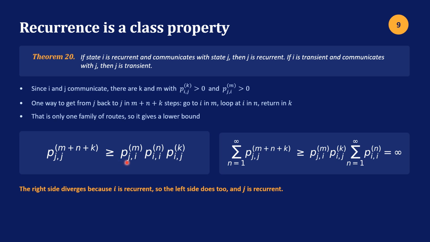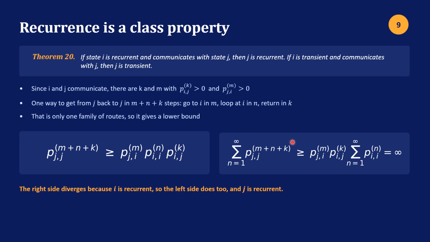This is saying going from J to I in M steps, you loop at I N times, and then go from I to J in K steps. So that's just one way of going from J to J in M plus N plus K steps. So this probability is greater than this.